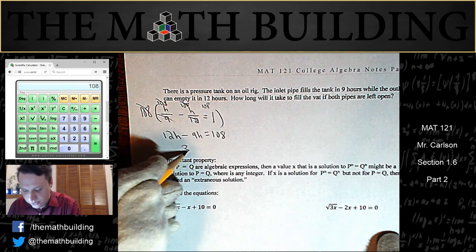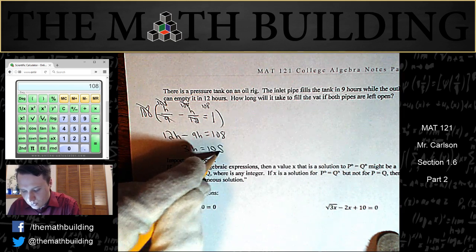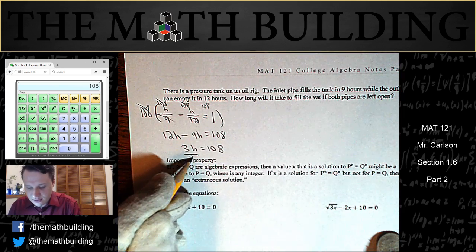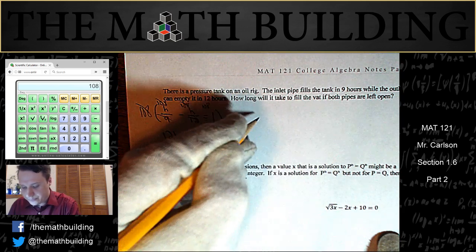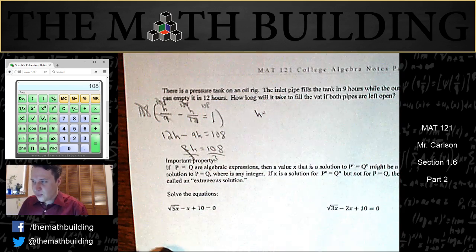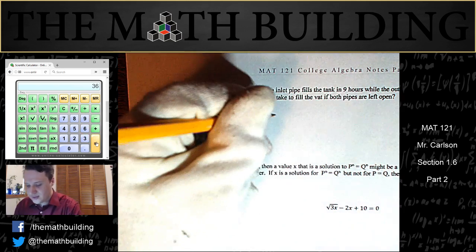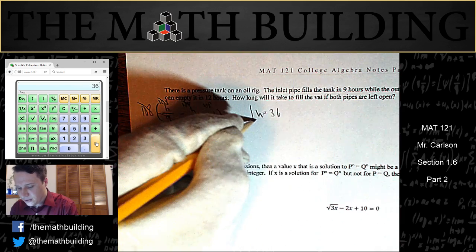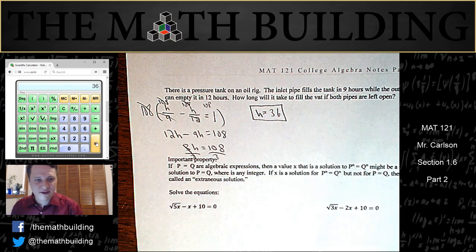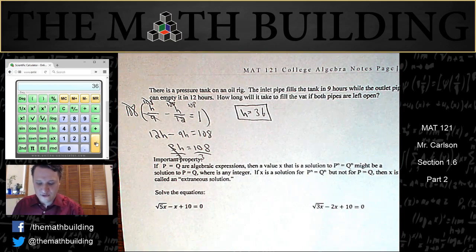So now it's just easy to solve. 12H minus 9H is 3H in this case. Divide by 3, divide by 3. And we get H is equal to 108 divided by 3, which is 36. So 36 hours after we open both valves, it should be full.